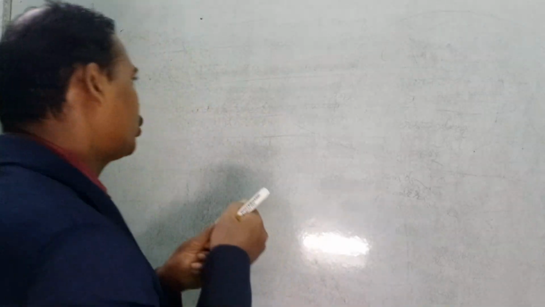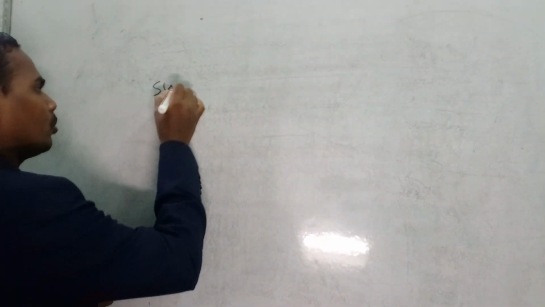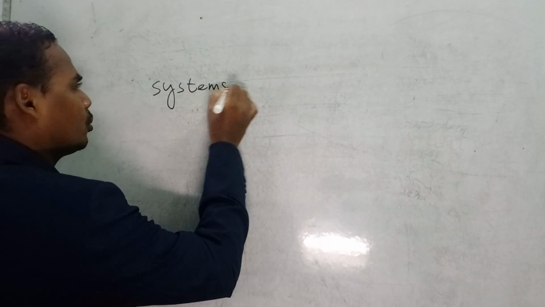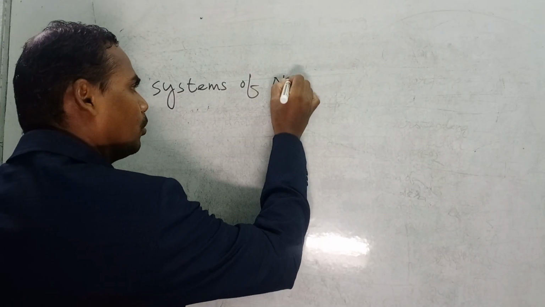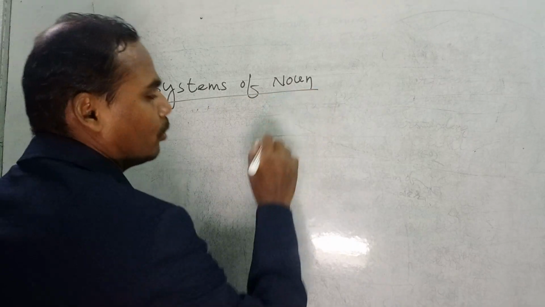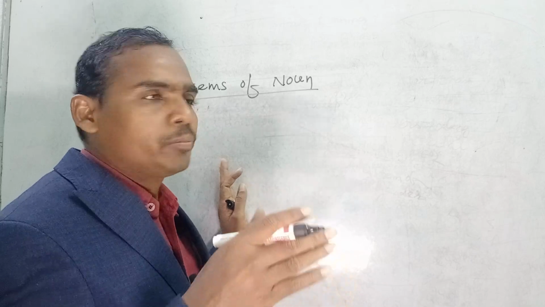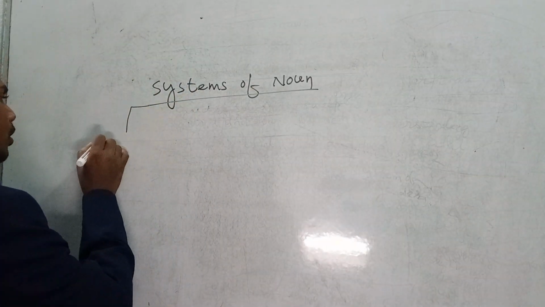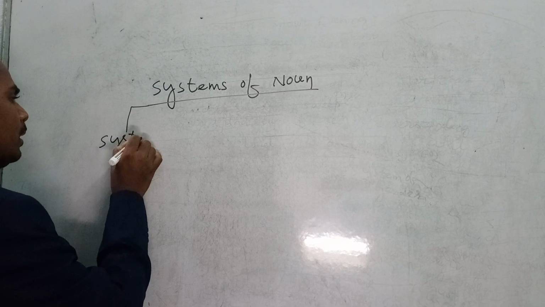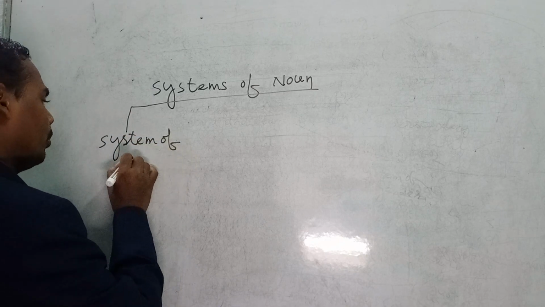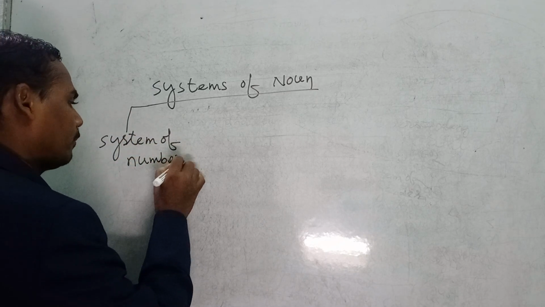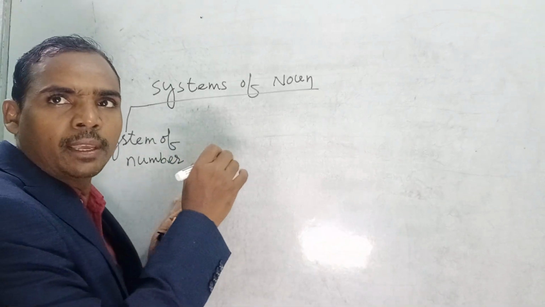In this lesson I am going to teach you systems of noun, types of noun. First, system of noun. This is the system of nouns. If you divide the system of nouns, first is the system of number.